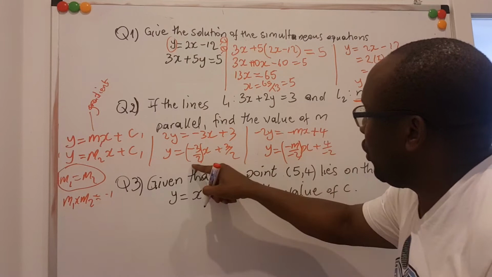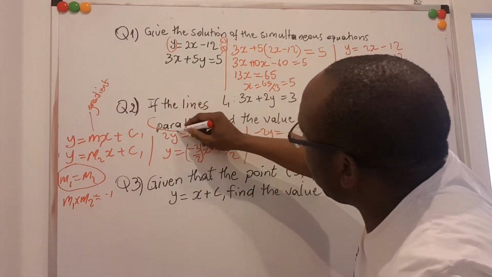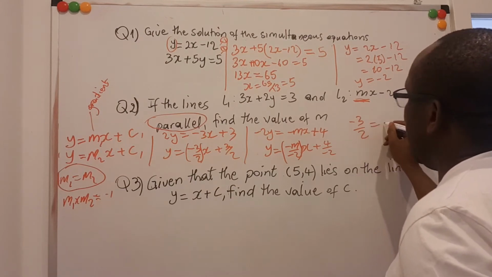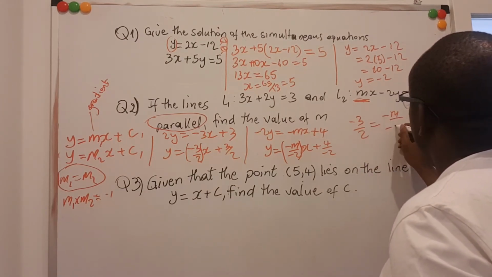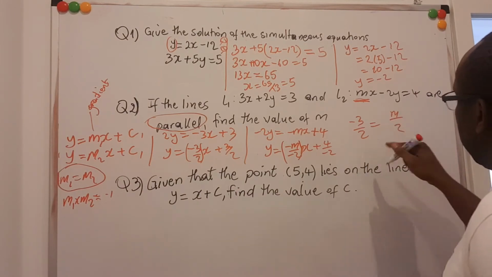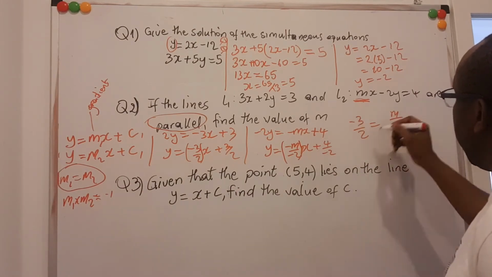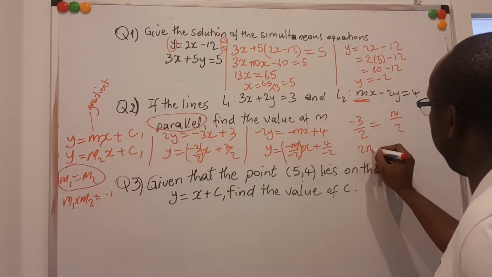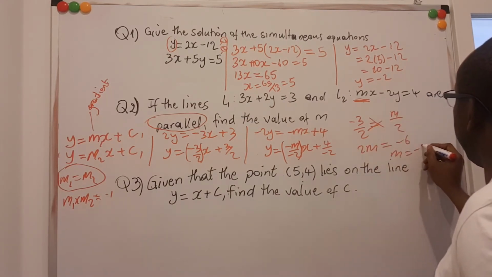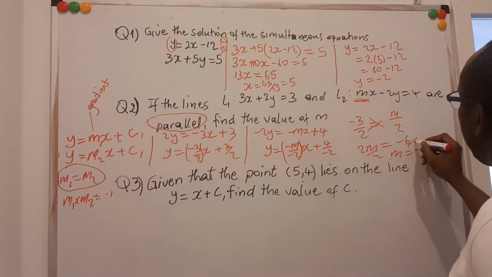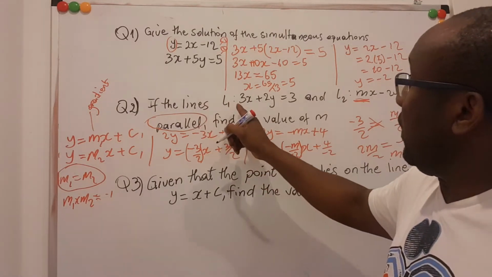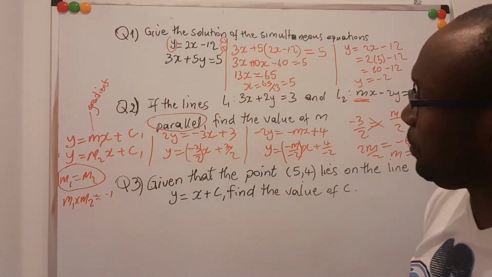But this should be the same because we are told the two lines are parallel. That means minus 3 on 2 should be the same as minus m on minus 2. The minus goes off, the 2, you can cross multiply here, and you get that 2m is equal to minus 6, and m is equal to minus 3. Just divide both sides by 2. So that's the m value when this line and this one are parallel.